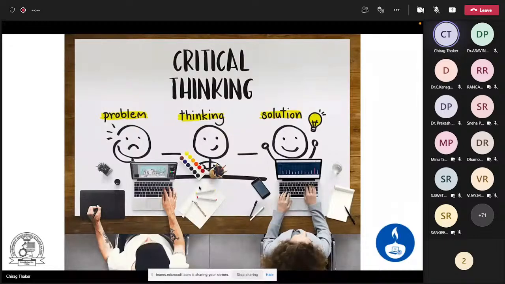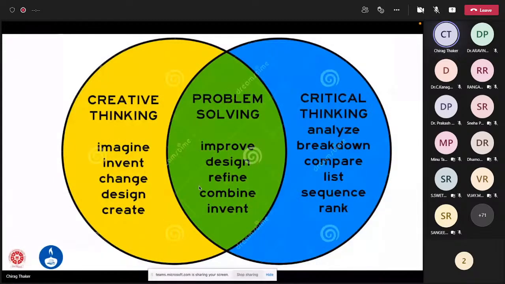Critical people are engineering people. We are people who can solve the problem. So critical thinking is all about problem solving approach. So if I sum up, creative thinking is all about imagine, invent, change, design, and create. But critical thinking is breaking down the larger problem into smaller problems: comparison, list the challenges, sequence them, rank them. So this is critical thinking ability. And the merging of these two actually gives you problem solving approach.